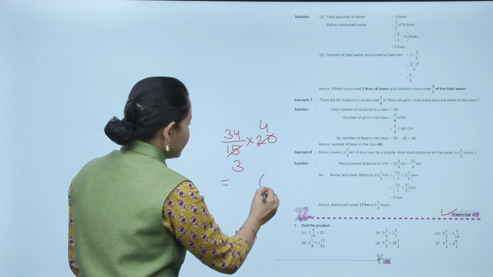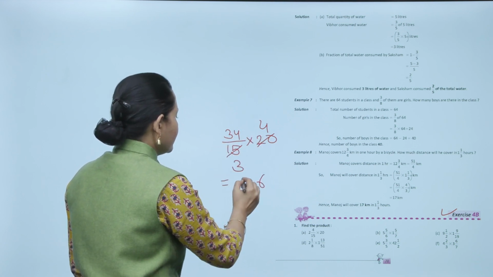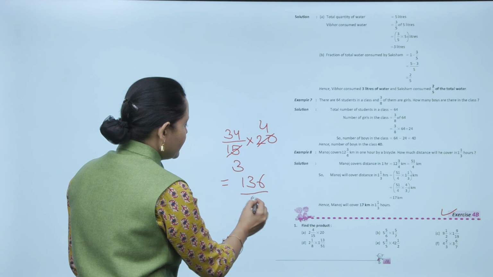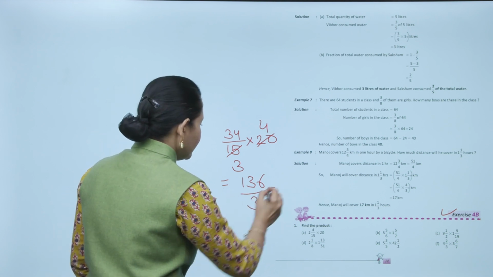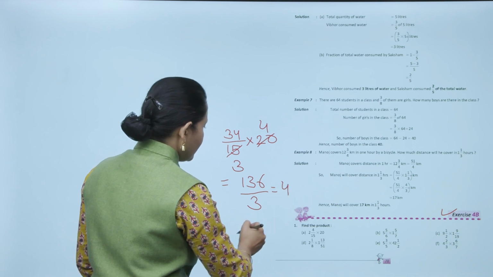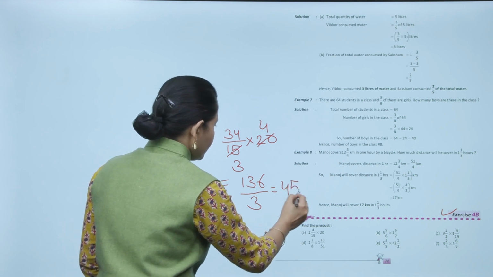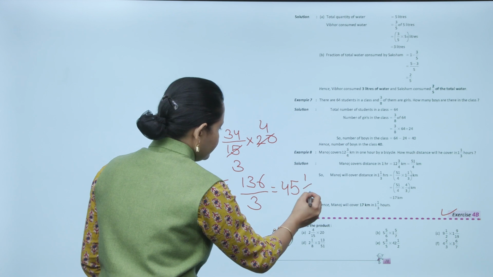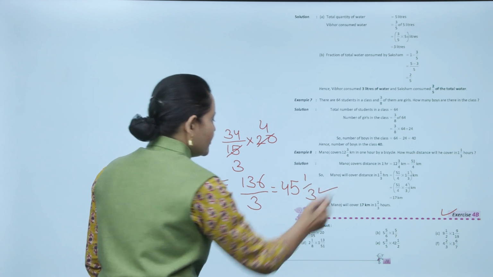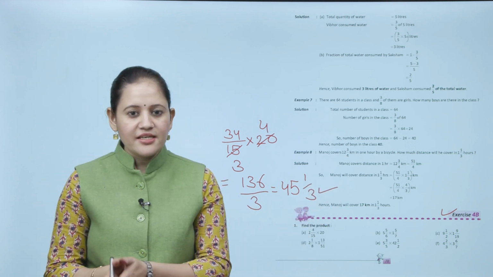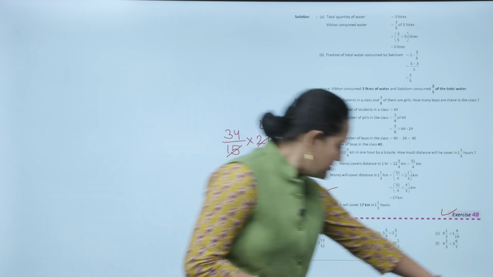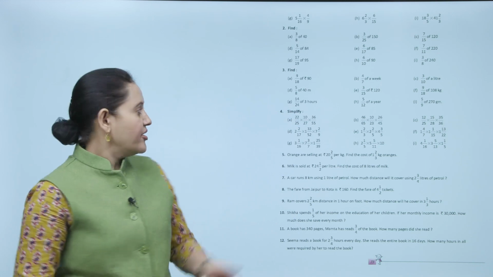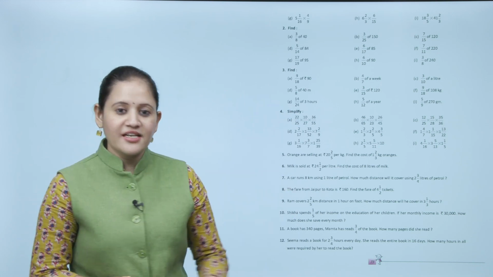Four fours are 16, 1, 136 upon 3. Again it is an improper fraction, तो mixed में change करेंगे. By 3. So that will be our answer. Clear? You have to practice all the questions. We will move to next topic.